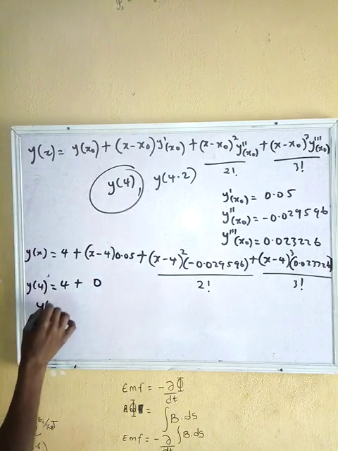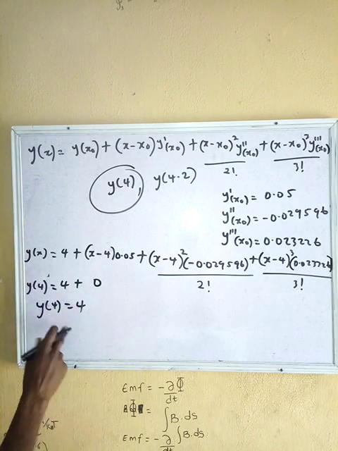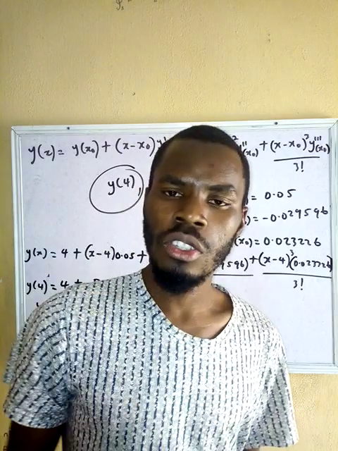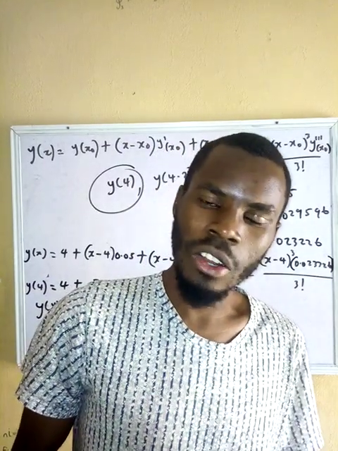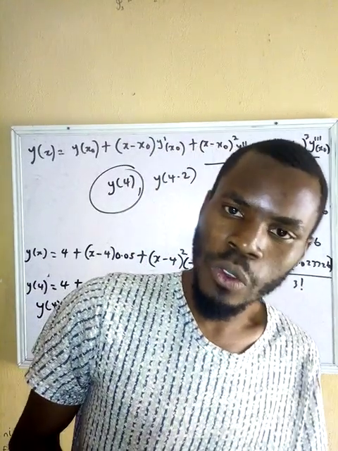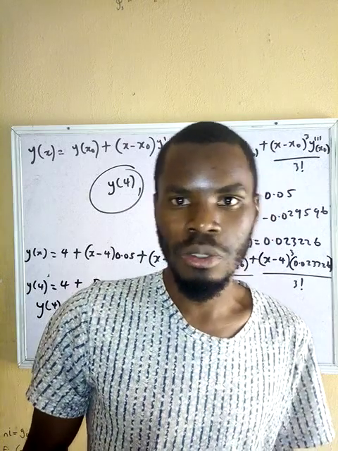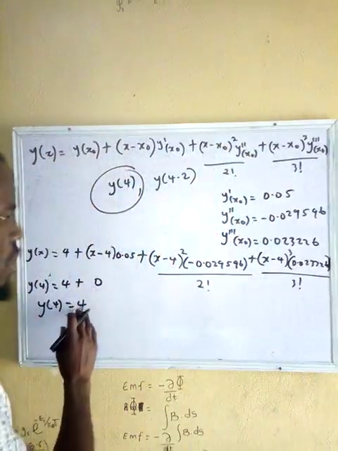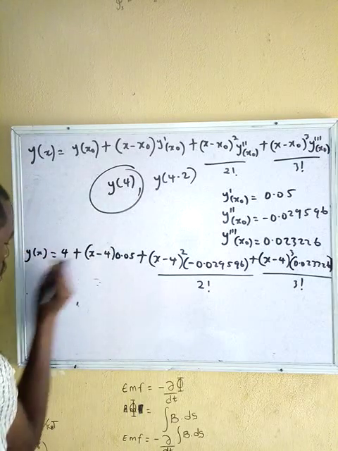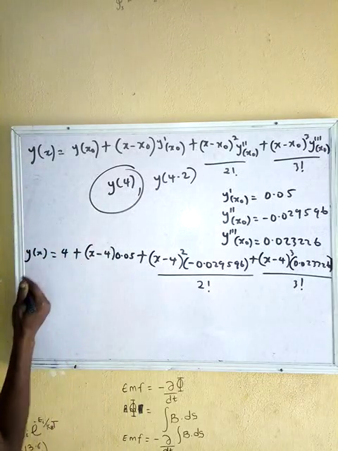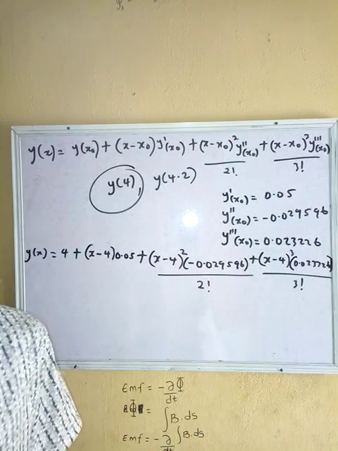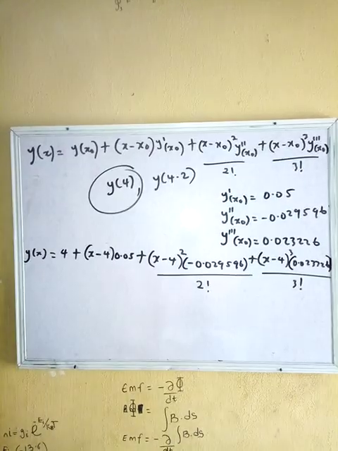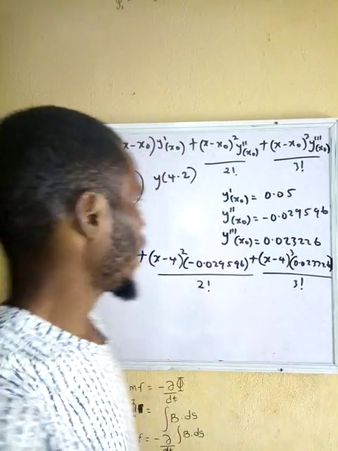Then you see that y of 4 is equal to 4. And it tallies with the first condition that was given to us, that y of x is equal to 4 when x equals 4. So you see it tallies with the initial condition. So next is to solve when x is 4.2.